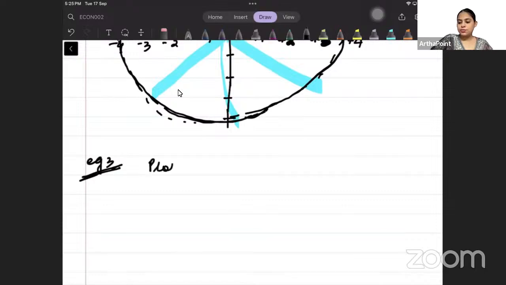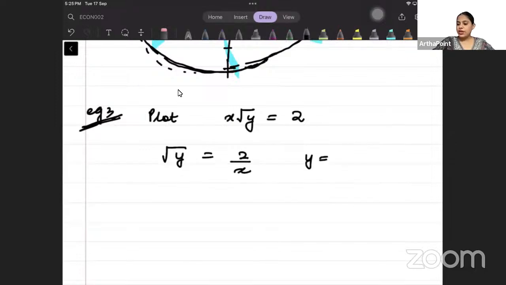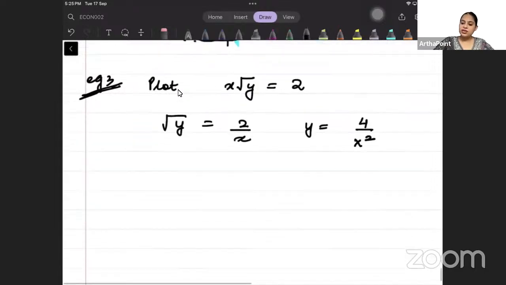Okay. Example number 3. To plot x root y is equal to 2. Plot x root y is equal to 2. So in this case, what we can go ahead and we can do beta is that again we need to take some points. So हम क्या करेंगे? Root y is equal to 2 by x. I will take x on the other side. So y will be, squaring both sides, 4 by x square. Y will be 4 by x square.